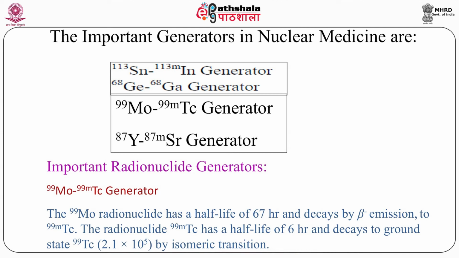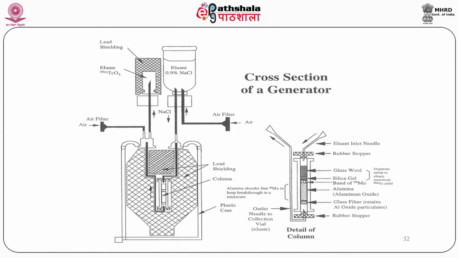The molybdenum 99 radionuclide, again we say with 67 hours half-life, decays to technetium, and technetium is a radioactive material which finally decays to the ground state to give technetium 99, which has a half-life of 10⁵ years by isomeric transition. So this is the generator which we are talking about. In the generator, if you can see on the center side there is a column which is made of alumina, and in this column itself molybdenum is absorbed, any kind of parent radionuclide is absorbed, and there are two openings. From one side you have to put the saline.